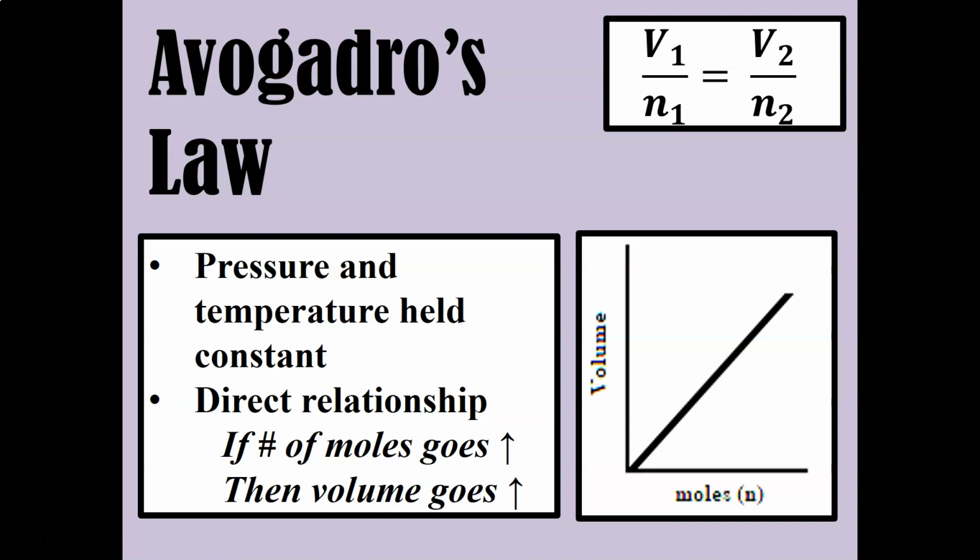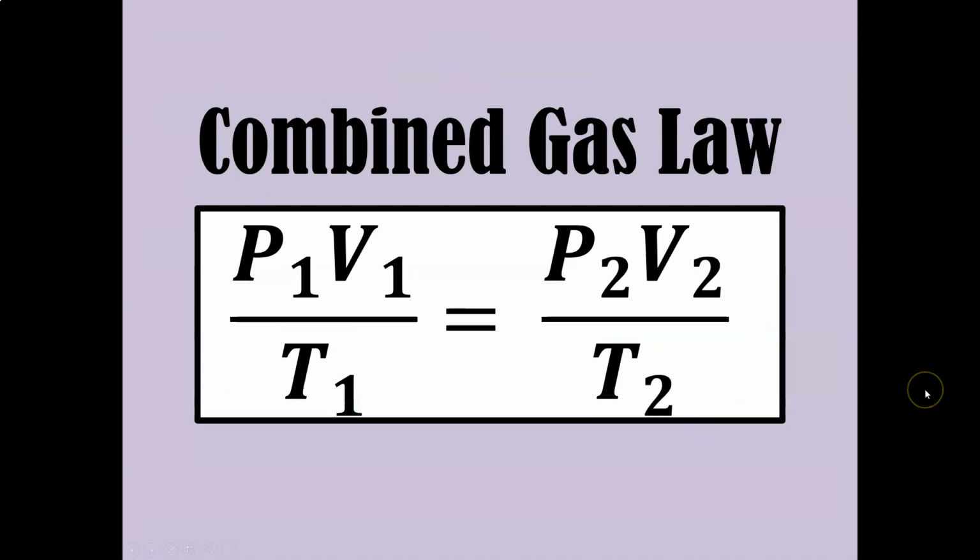Now, you can combine all of these laws together. So if we wanted to have pressure, volume, and temperature together, we'll worry about moles on another day. Okay, let's not worry about moles today. Let's just do pressure, volume, and temperature. We can squish them together to make what's called the combined gas law.